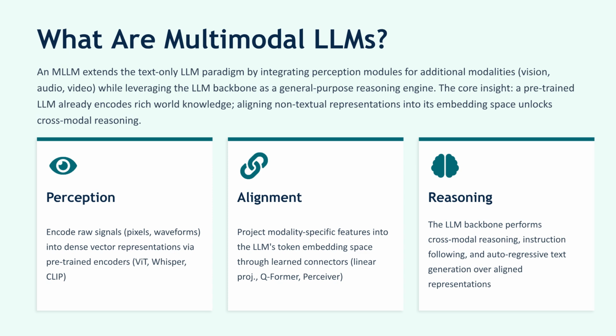This happens in 3 stages. First, perception. We use pre-trained encoders like vision transformers, CLIP, or Whisper to convert raw signals, whether pixels or audio waveforms, into dense vector representations. Second, alignment. We use learned connectors such as linear projections, Q-Former, or Perceiver modules to map those modality-specific features into the LLM's token embedding space. Third, reasoning. The LLM backbone then performs cross-modal reasoning, follows instructions, and generates text auto-regressively over these aligned multimodal representations. This 3-stage pipeline is the foundation of virtually every modern MLLM.